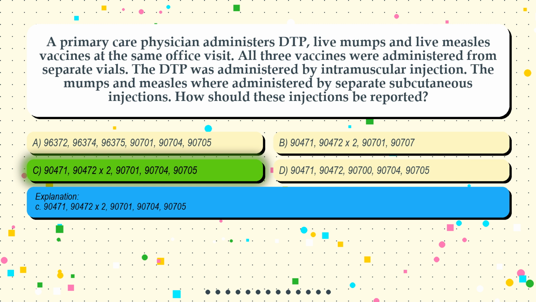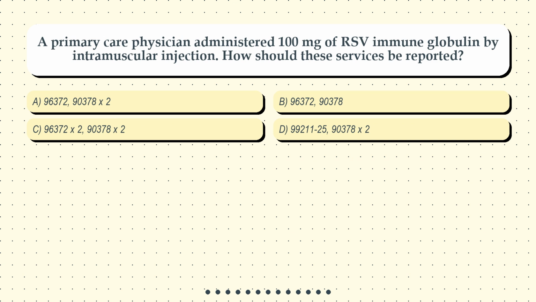C: 90471, 90472 x 2, 90701, 90704, 90705. Question 2. A primary care physician administered 100 mg of RSV immune globulin by intramuscular injection. How should these services be reported?